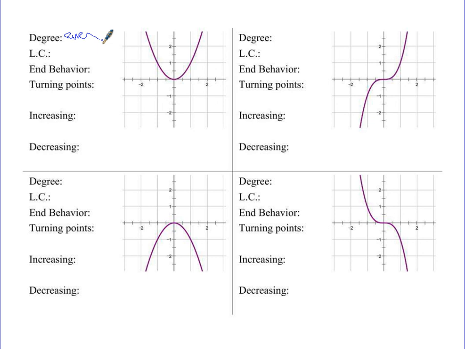The leading coefficient here is positive because this is a U that points up. The end behavior here is as x goes to negative infinity, the graph goes up. As x goes to positive infinity, the graph goes up. So the end behavior is up to up. Okay? In this particular case, there's one turning point. The turning point is right there. There could be more.